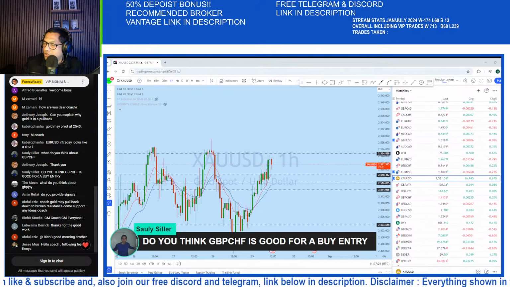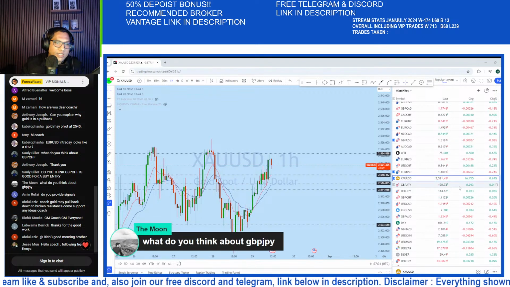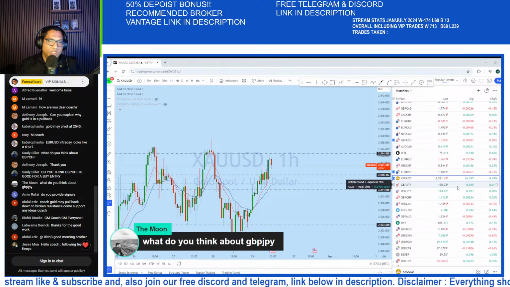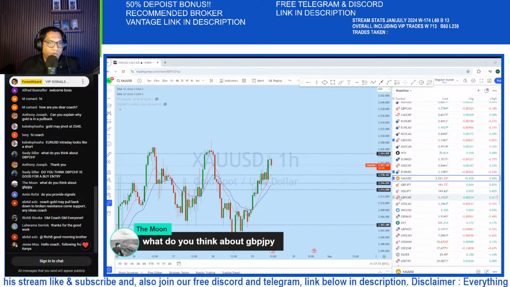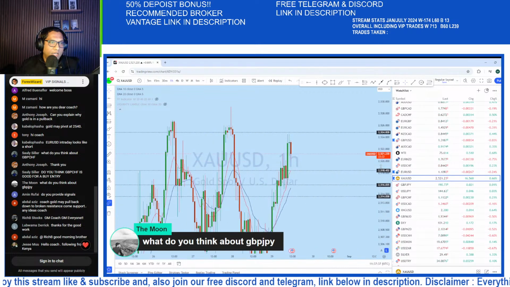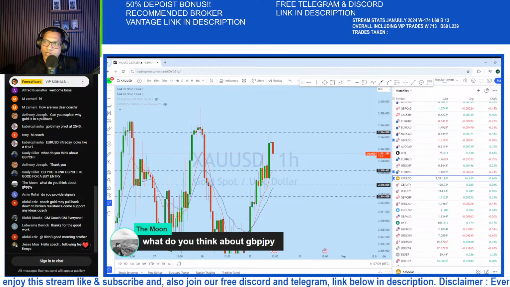What do you think about GBP JPY? We see that sideways movement on GJ, not very volatile at the moment, a little sideways. So if it breaks out, then we'll be looking for a potential entry. I will also be doing an analysis on GBP JPY.